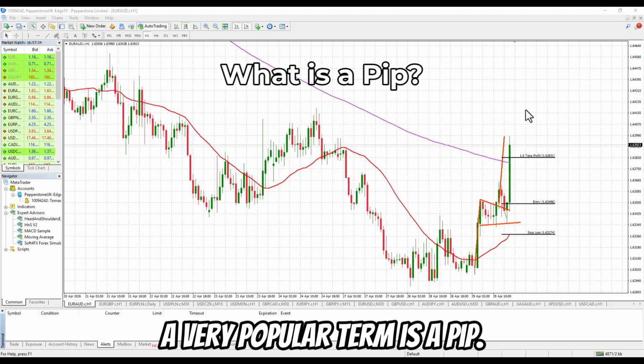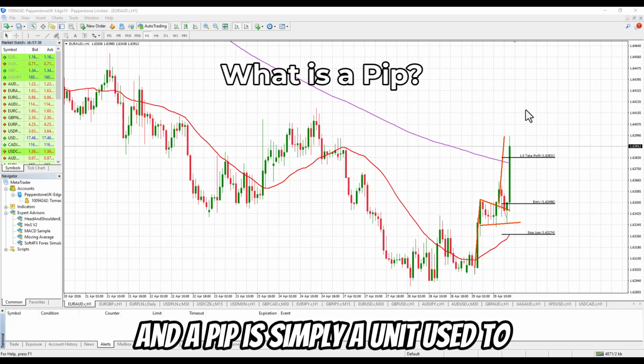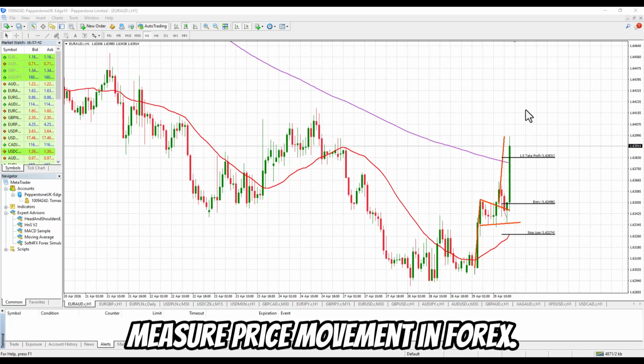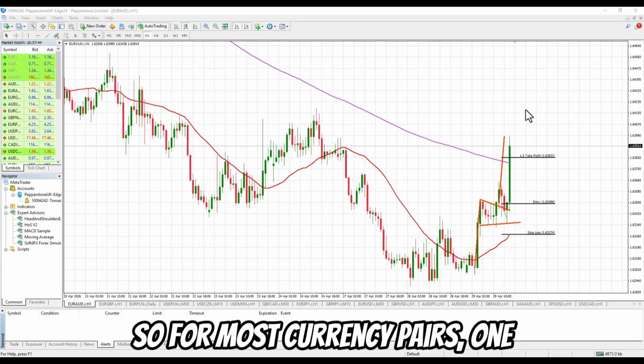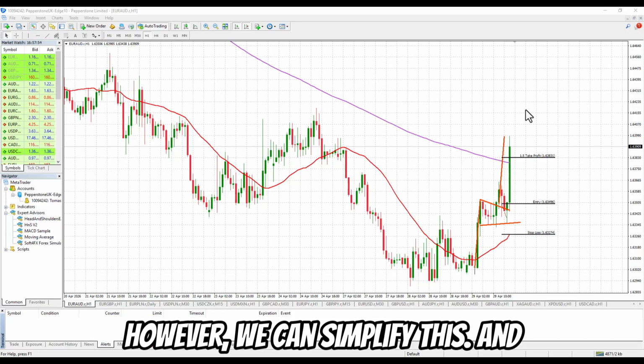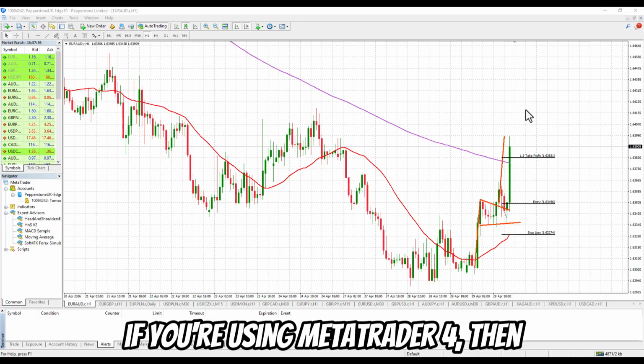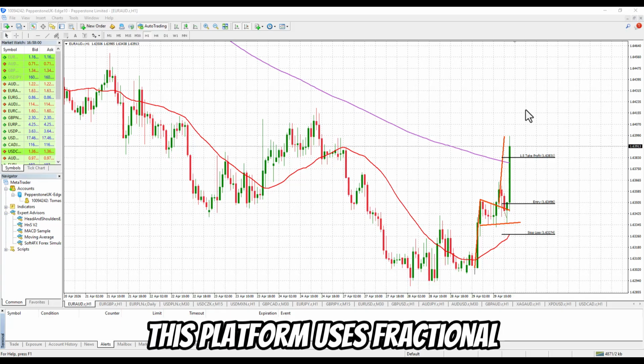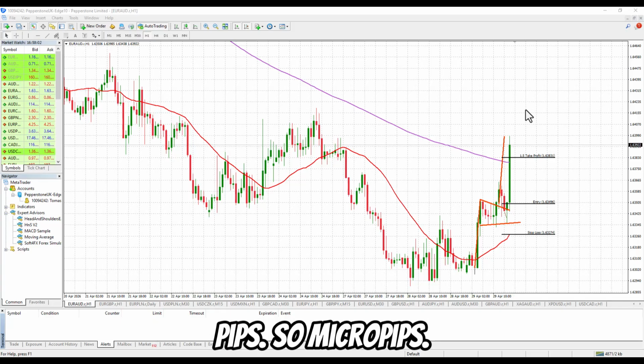In Forex, a very popular term is a pip. And a pip is simply a unit used to measure price movement in Forex. So for most currency pairs, 1 pip is the 4th decimal place. However, we can simplify this, and if you're using MetaTrader 4, then this platform uses fractional pips, so micro pips.